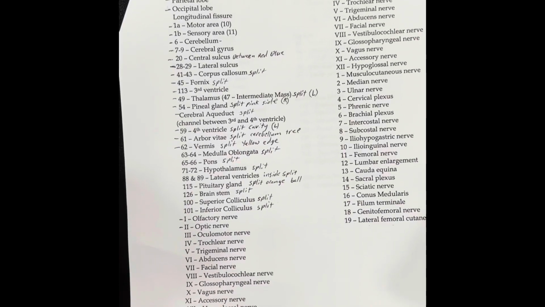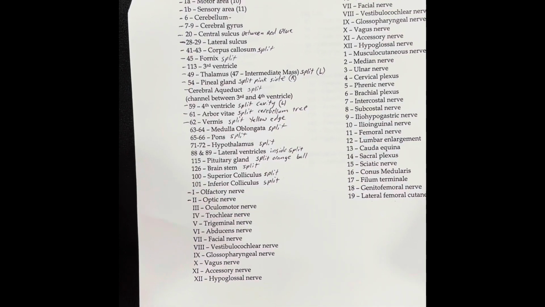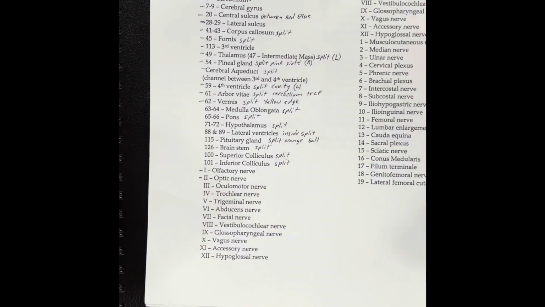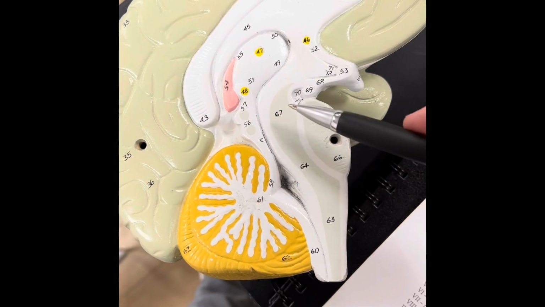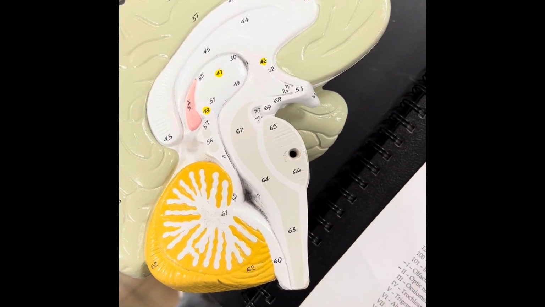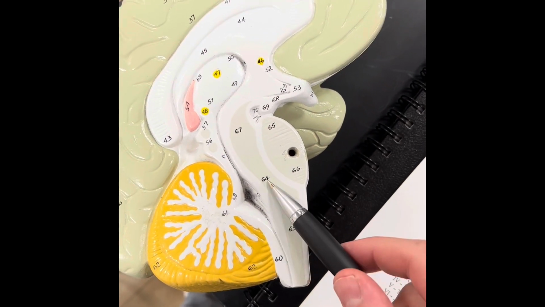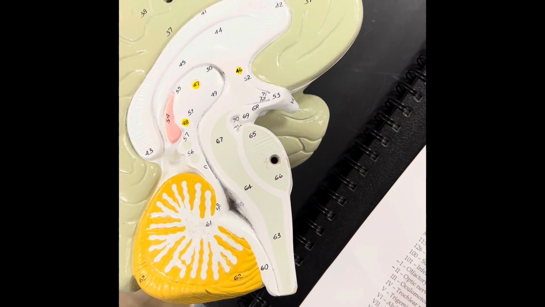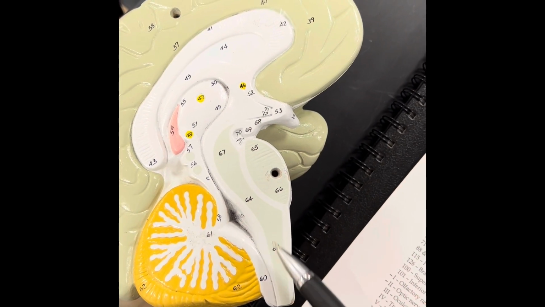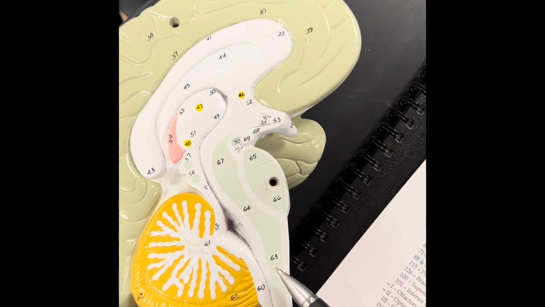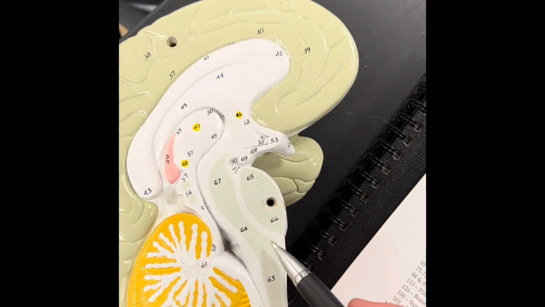Next, we got the medulla oblongata, 63 through 64. On the left side of the brain, here's 63, 64. This is 63 through 64. So those two right there. That's the medulla oblongata.